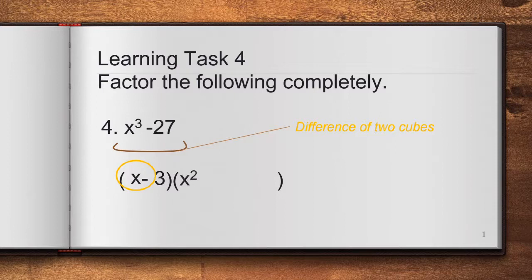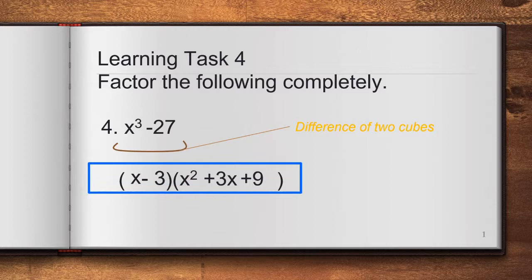Then, for the middle term of the trinomial factor, we will multiply the first and the second term of the smaller quantity, that's 3x. Then let's place positive sign so that it's opposite the sign of the binomial. Then the square of 3 is 9. We will keep that sign.